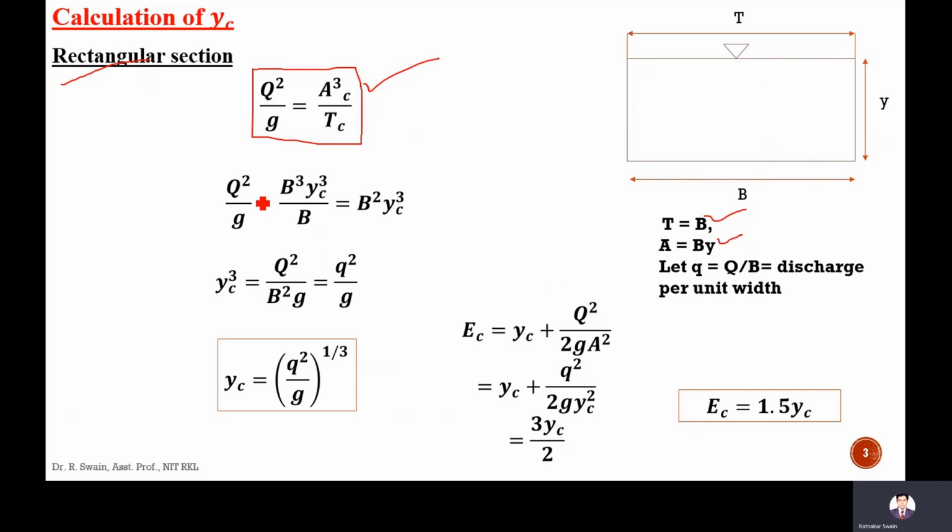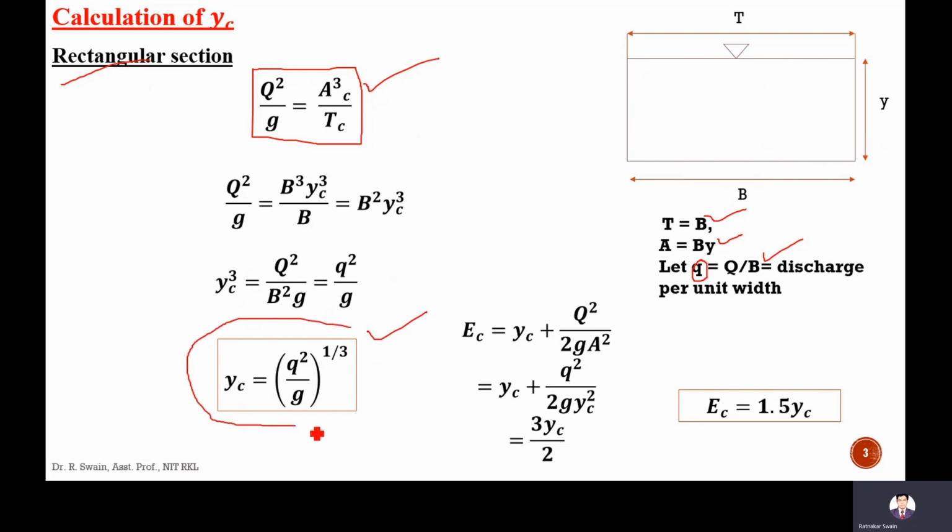Okay. So if you put here Q²/g = A³/T, that is B³ Yc³ divided by B, Yc meaning your critical flow depth, which is equal to B² Yc³. So Yc³ will be equal to Q²/(B² g). Let us consider small q as the discharge per unit width. If you write small q as discharge per unit width, you will get Yc³ equal to q²/g. So Yc is (q²/g)^(1/3). So this is the expression for critical flow depth in a rectangular section.